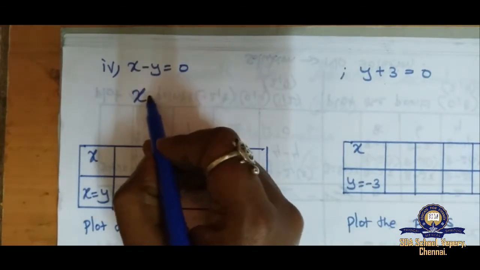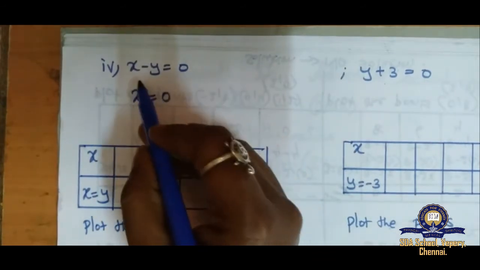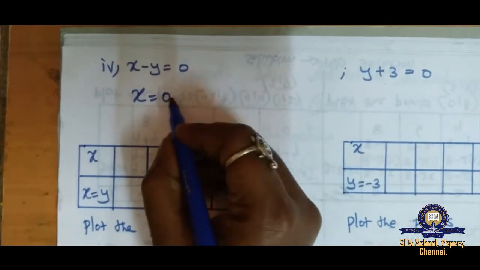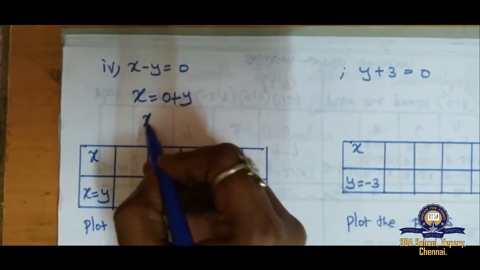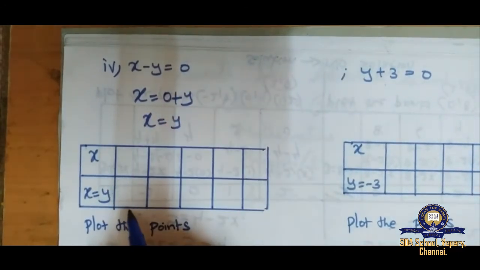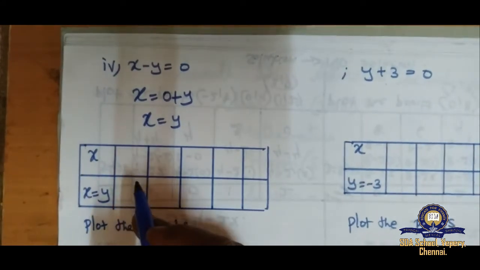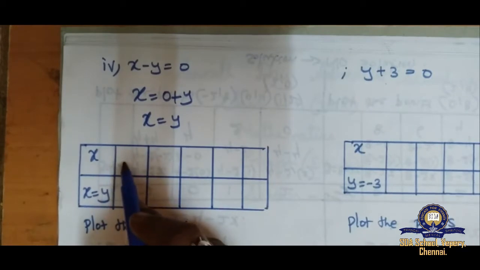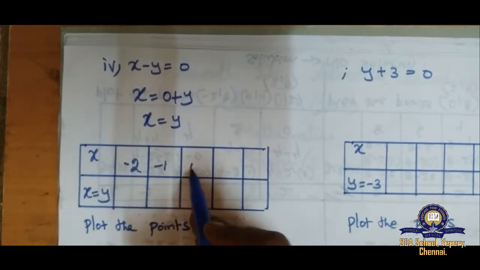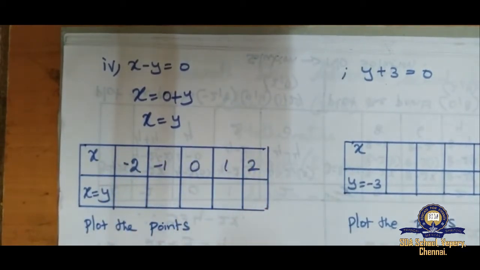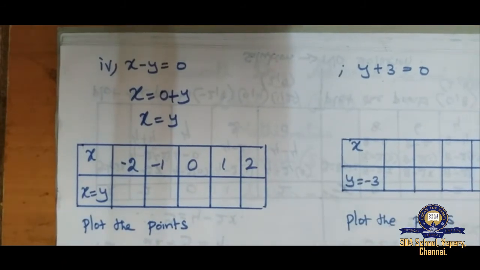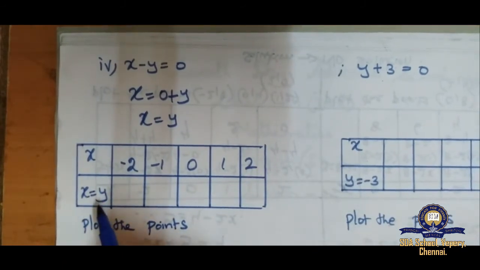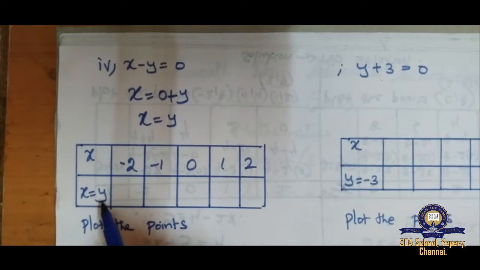So I can take x is equal to 0 here. If minus y comes to this side, it becomes plus y. So x is equal to y. Whatever x value is there, the same y value. So I can assume minus 2, minus 1, 0, 1, 2. Whatever value I assume, x equals y.